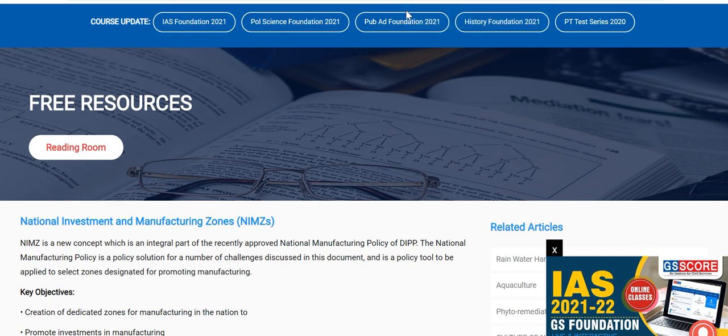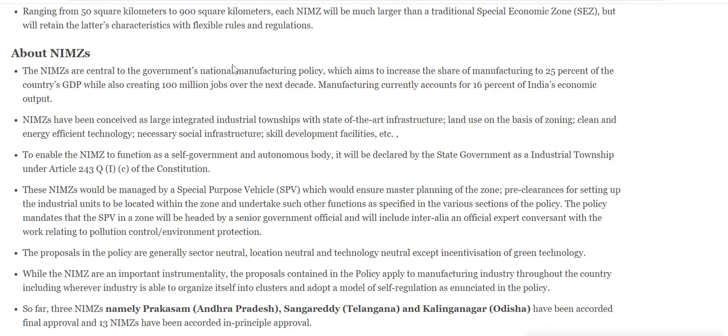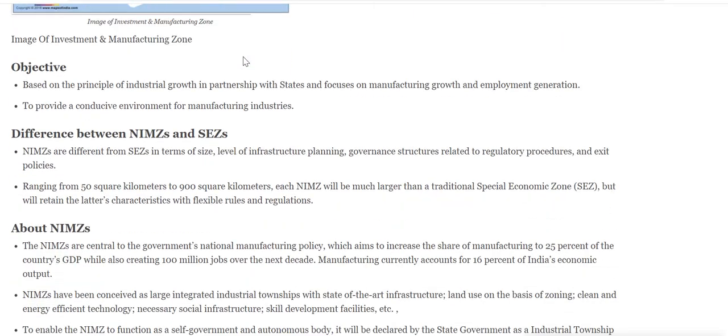This is about the NIMZ. Now, what is the difference between an NIMZ and SEZ? NIMZ and SEZs were created for export purposes. NIMZ was created in order to boost manufacturing, so that they become major hubs for manufacturing and generating jobs. So it was not only for export, it was also for domestic manufacturing.